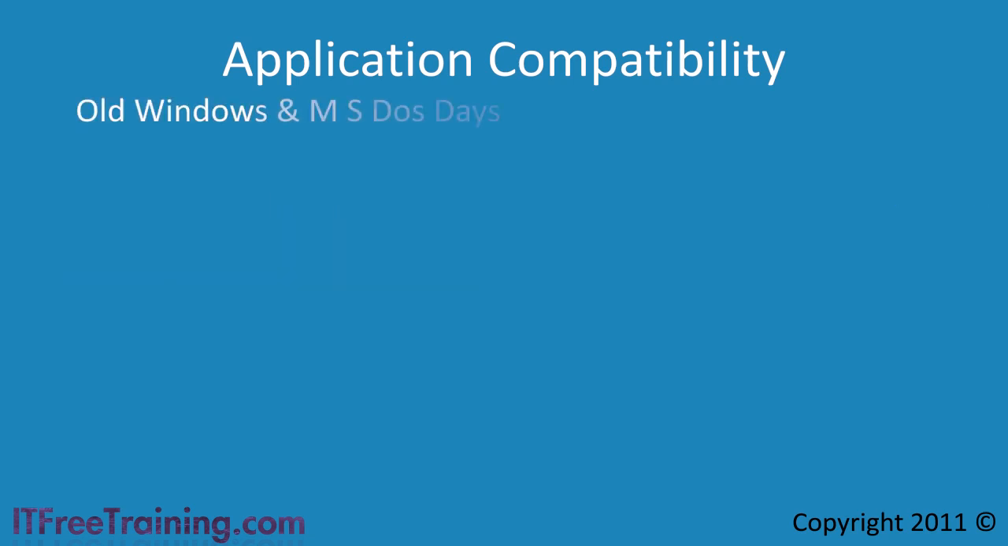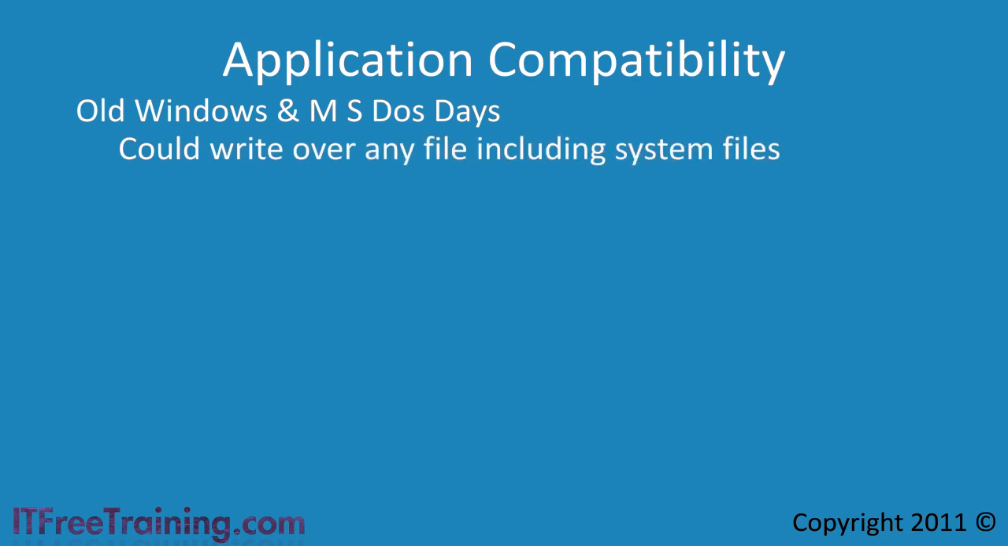In the old days, Windows and MS-DOS applications could write to any part of the system they wanted to. They could even write over system files that were essential for the computer to work correctly. The operating systems back then were not designed to be multi-user. If you made a change to a file, often even when operating systems started supporting more than one user, a change made by one user would affect all users.